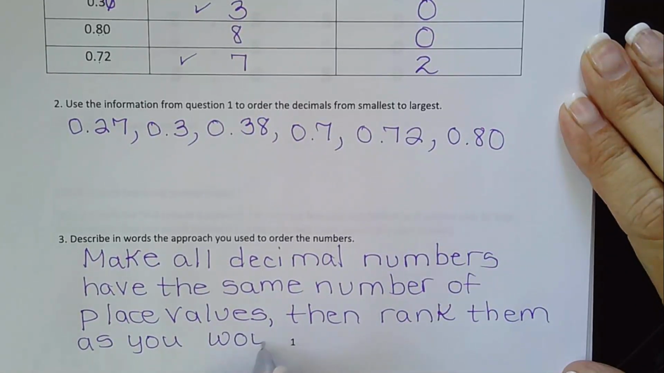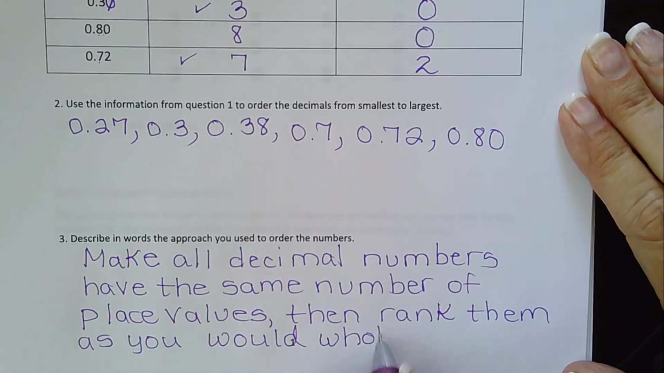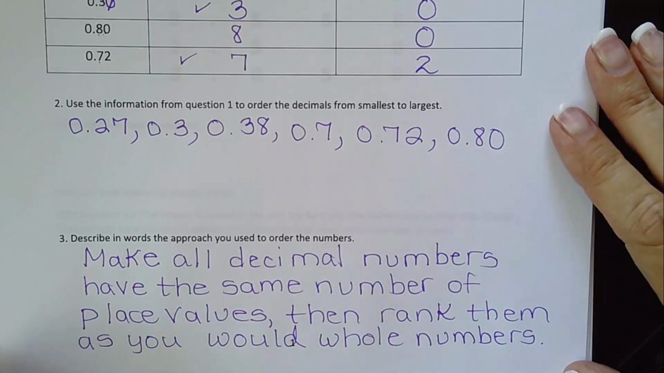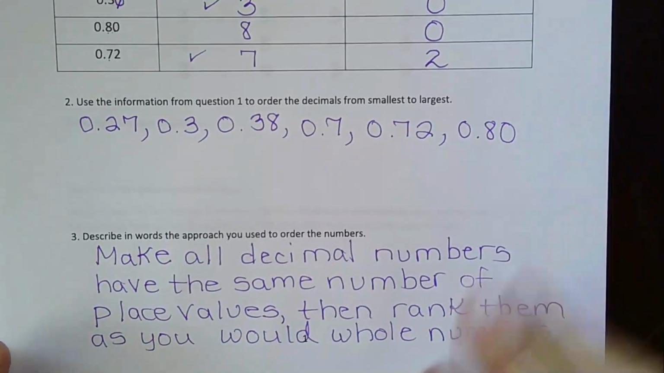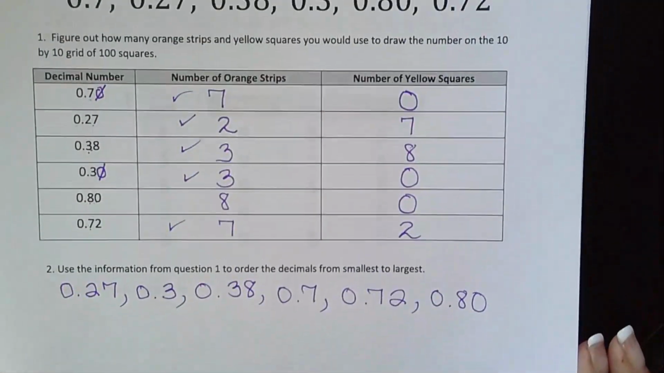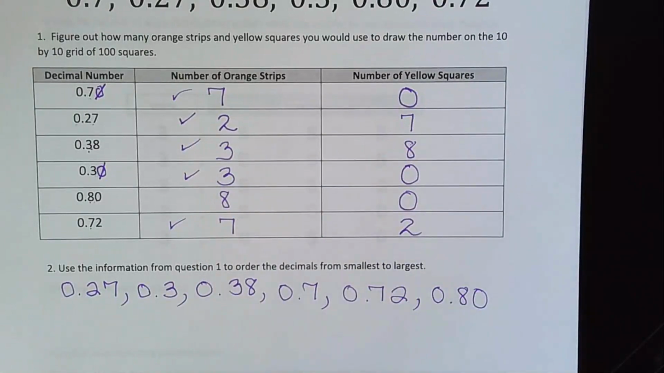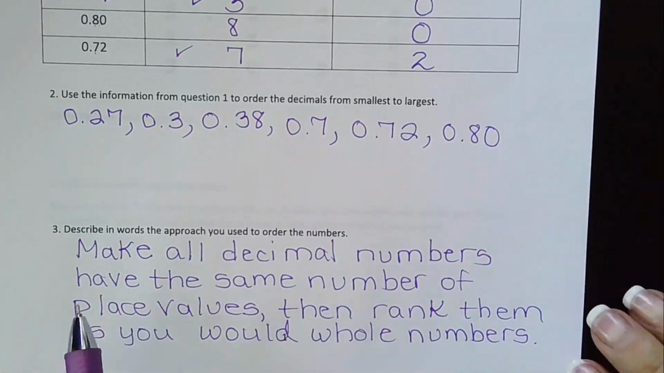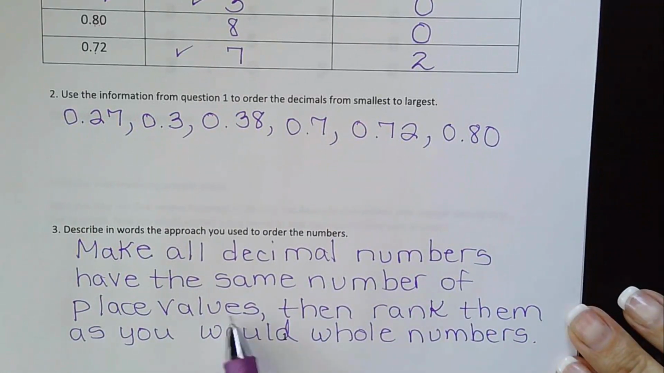And once I teach this in my class, it's like a light bulb goes on for students. They tell me that this was one of the things they had struggled with, was ranking decimals, because when you look at it here, it's hard to tell which one's smallest, which one's largest. But when you make them all the same number of decimal places, then you just rank them like regular numbers. So make all decimal numbers have the same number of place values, then rank them as you would whole numbers.